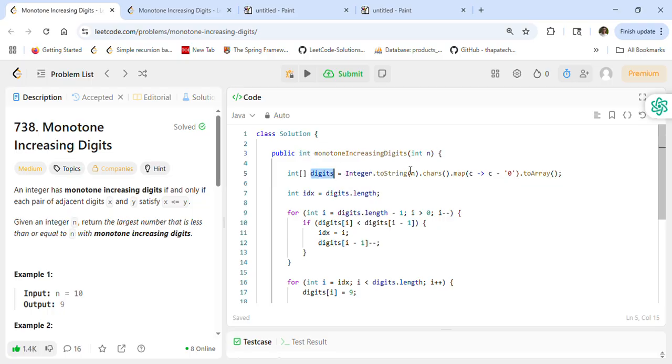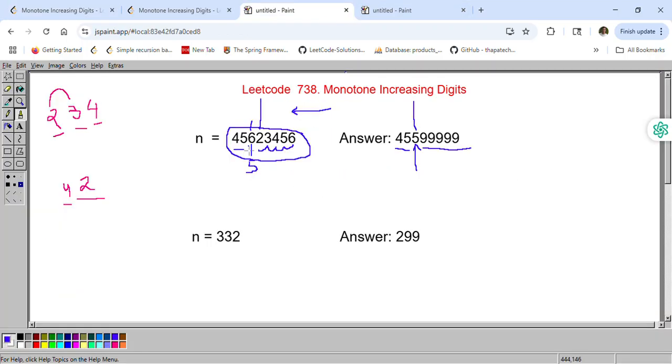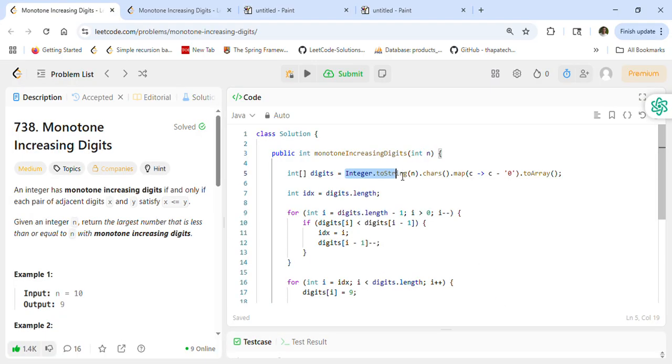So first we are going to take that n and convert it into an integer array, basically. Because this is a number, I will take the number which is given to me, like this number or this number, and convert it into an integer array, basically 3 3 2. So that's what I have done here. I first converted it into a string, then by using the chars method and map method, we get the digits array, and toCharArray method. This is the way you can convert n, which is a number, into a digits array.